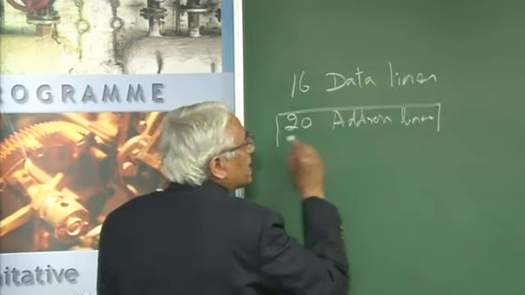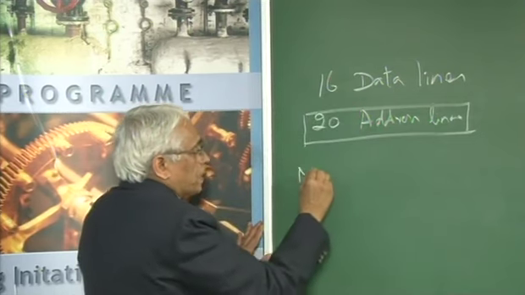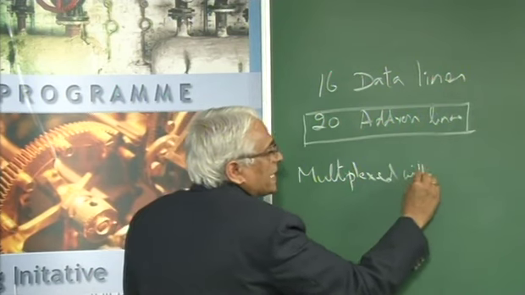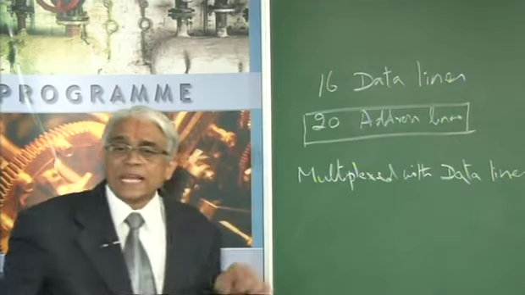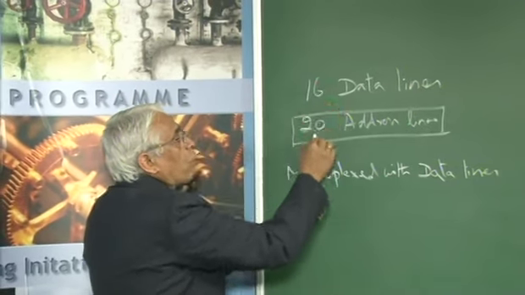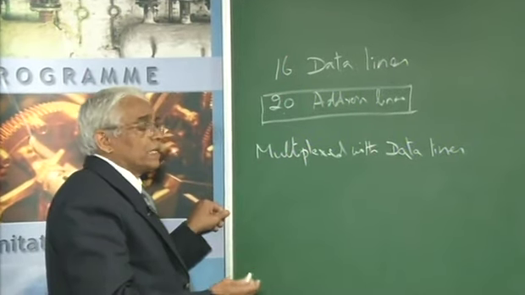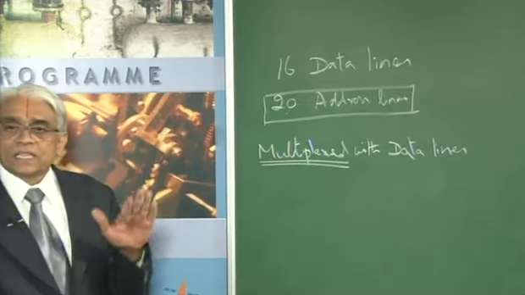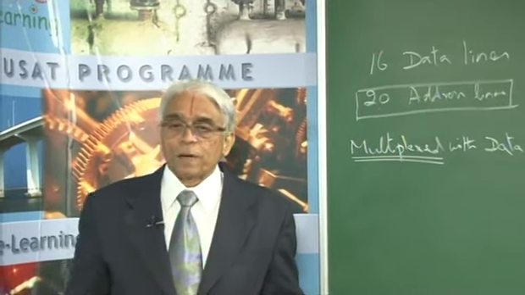Of these 20 address lines, the first 16 address lines are multiplexed with the data lines. When I say it is multiplexed, it so happens that both these lines are common. The first 16 address lines are common to the data lines. The way in which it works is we call it multiplexed. That means that these lines operate at different instants of time for different applications.